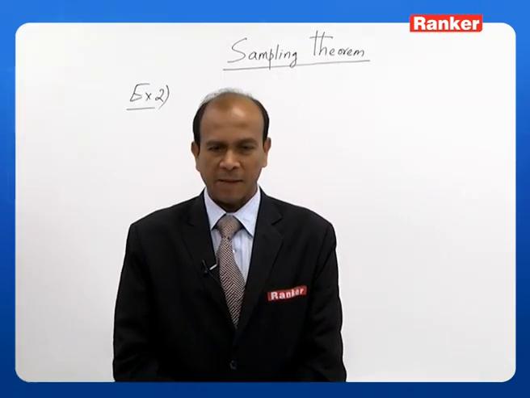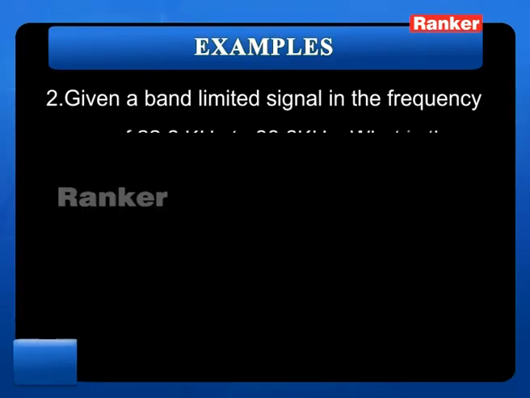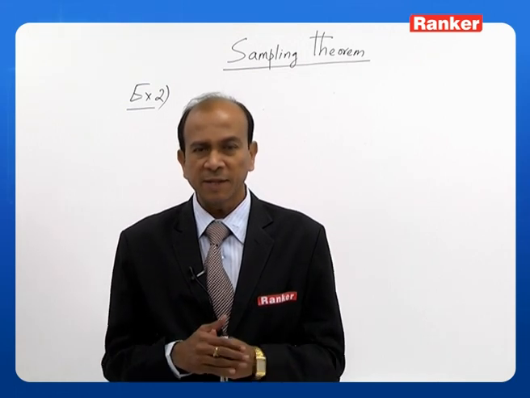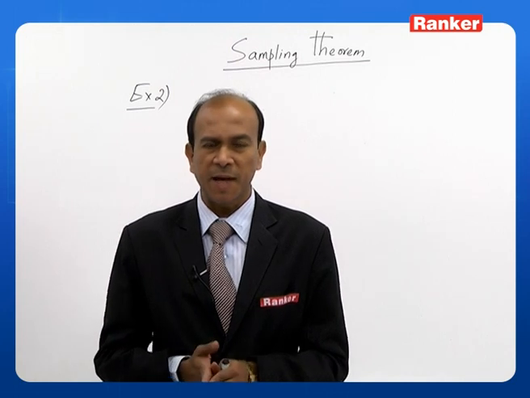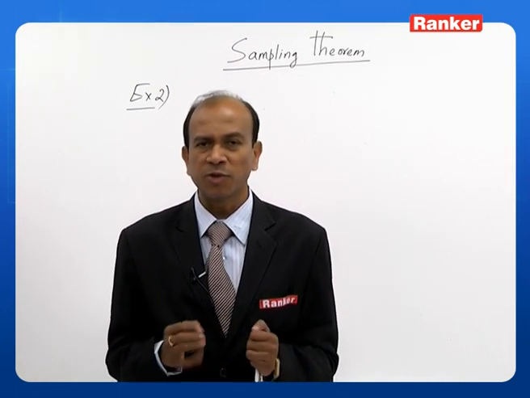Let us see the second example. The second example is as follows. Given a band limited signal in the frequency range of 22.6 kilohertz to 30.6 kilohertz, what is the minimum sampling rate required to completely specify the signal? So, you have been given a range of frequencies and you are asked to find the minimum sampling rate. In other words, what we have to find out is the Nyquist rate.